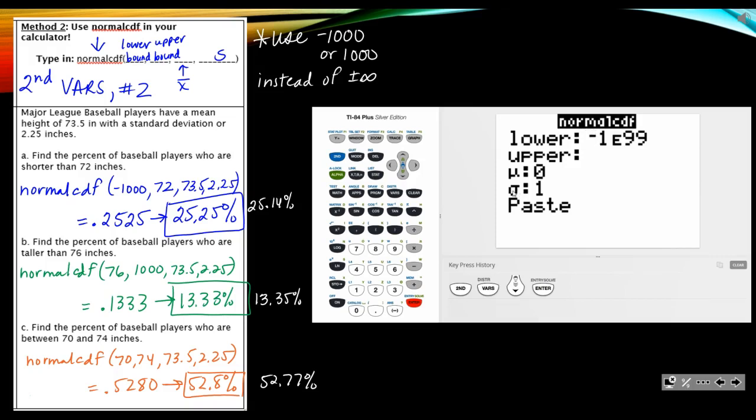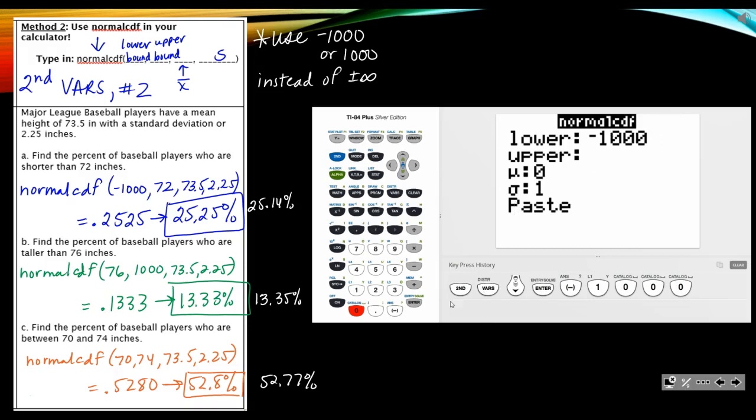For part A, our lower bound was negative 1,000. What they have right here is basically negative 1 times 10 to the 99th power. So this is like scientific notation for a really, really tiny number. I'm going to type in negative 1,000 so that you get the same answers that you see that I wrote when you watch the first part of the screen, the Office Mix.